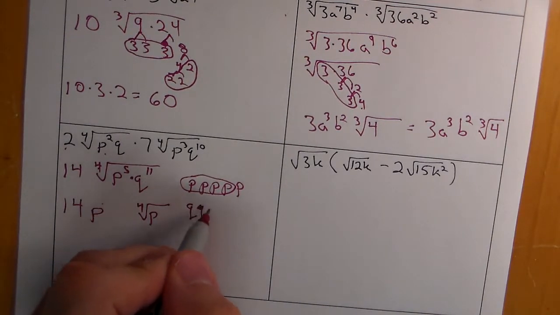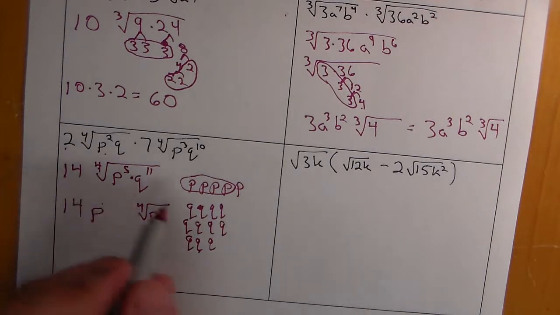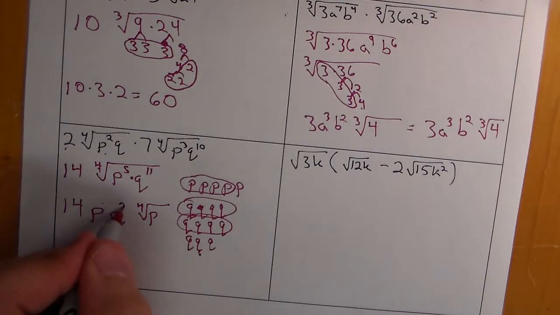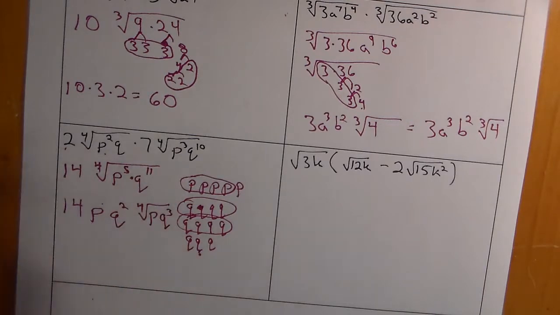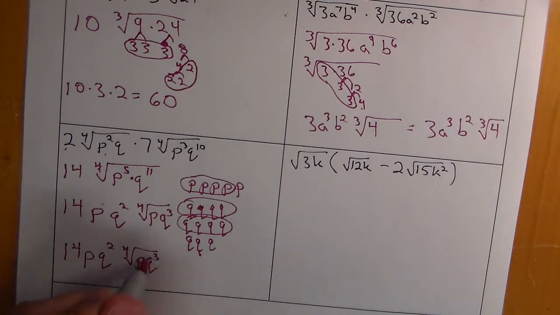Q to the 11th, if I'm looking for 4's, 1, 2, with 3 left over. So q squared comes out, q to the 3rd left over. So we'd say 14 p q squared, 4th root of p q to the 3rd.